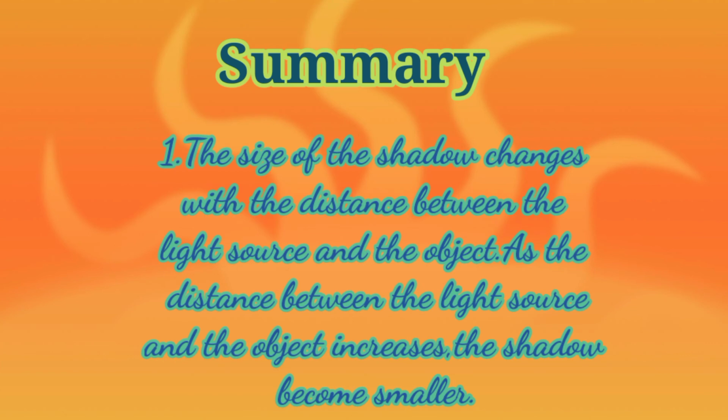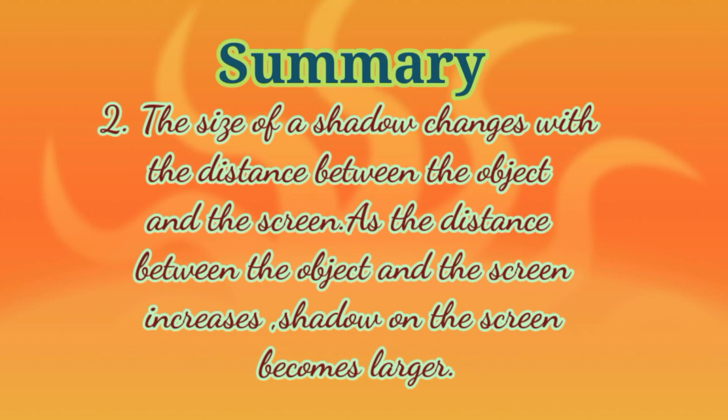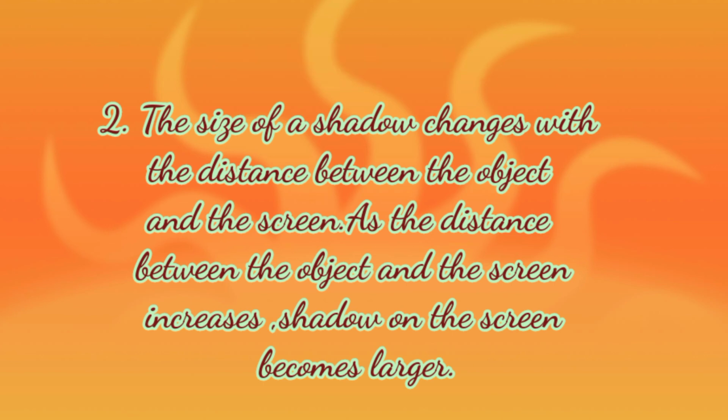Now, let's summarize the topic. The size of the shadow changes with the distance between the light source and the object. As the distance between the light source and the object increases, the shadow becomes smaller. Next, the size of a shadow changes with the distance between the object and the screen. As the distance between the object and the screen increases, the shadow on the screen becomes larger.